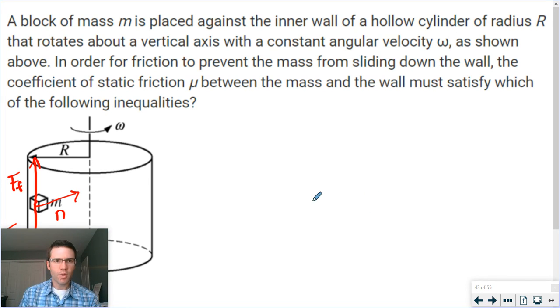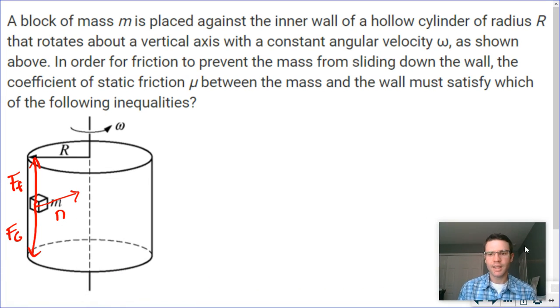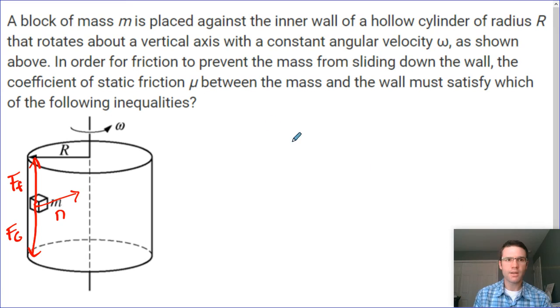Our last one here: a block of mass M is placed against an inner wall of a hollow cylinder of radius r. It rotates about a vertical axis with a constant angular velocity omega, as shown. In order for the friction to prevent the mass from sliding down the wall, the coefficient of static friction, mu, between the mass and wall must satisfy which of the following inequalities? And it gave you a list here. Let's just solve this, and you can see which one is correct in that list if you look back at the problem. But here's our free body diagram.